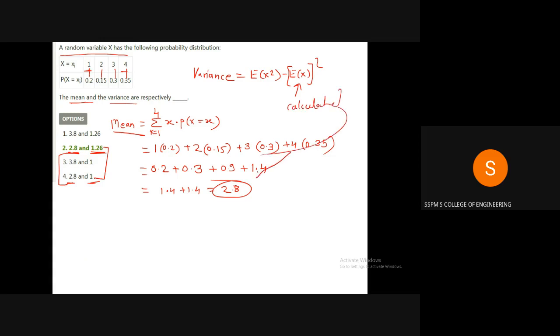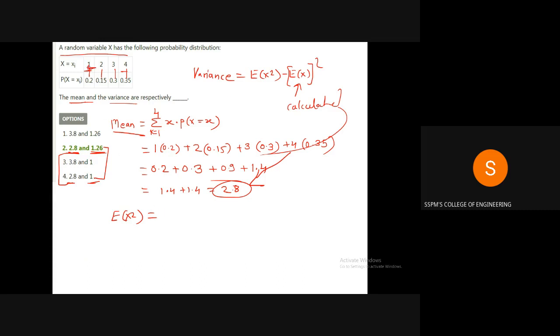So this is the value of E of x. Now we will first calculate E of x square, the expectation of x square, and then we will put these values here in order to find the variance. So what is E of x square? For x square, it is here.